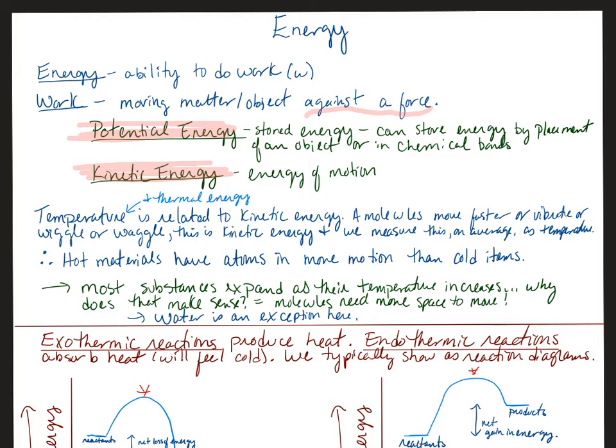Next, we have temperature. As we talked about with gases as well, temperature and thermal energy in general is related to kinetic energy. It relates to how much molecules are moving around. The more they move, and they can move in single lines, or they can vibrate or wiggle or waggle and do all kinds of little dancing things. All of that is kinetic energy. And the average of that energy is what we define as temperature. So, hot materials are in motion more than cold materials.